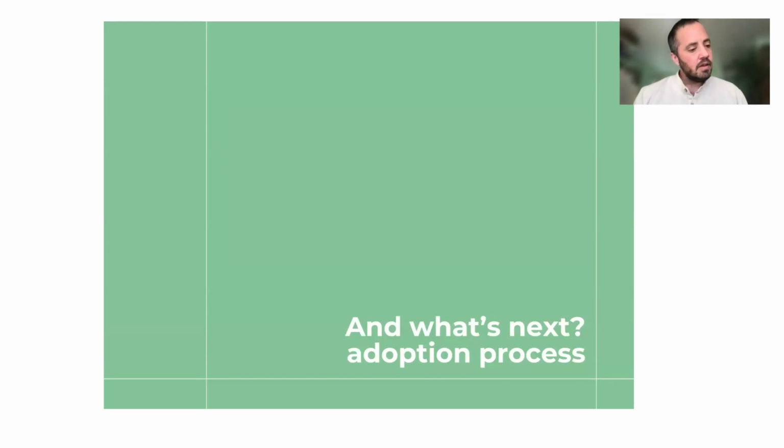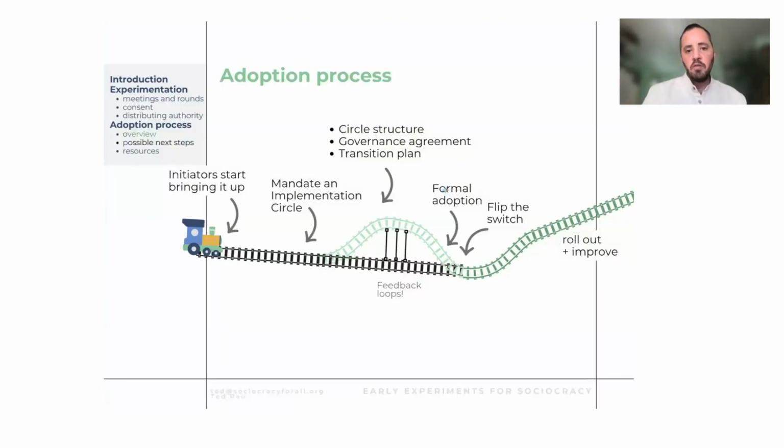Okay, last 2 or 3 minutes. So now, given all of that, these are things to play with, right? These are things to play with about meetings and rounds, consent, and getting your groups to give away some of the power, at least temporarily. But I promise to embed that in the overall adoption process.